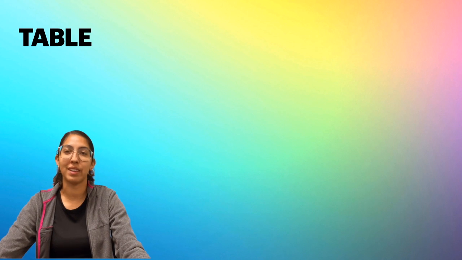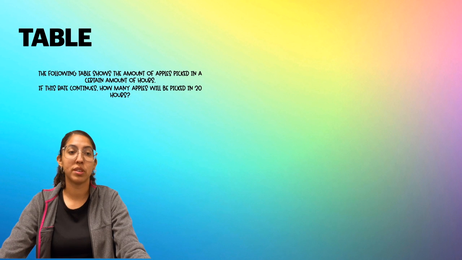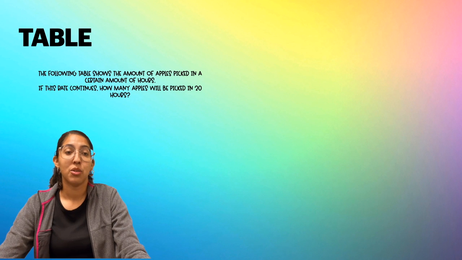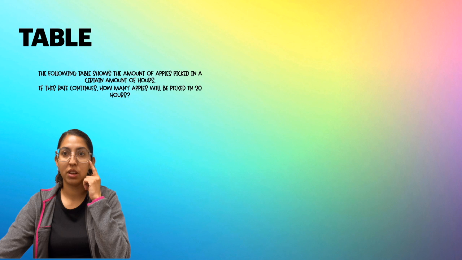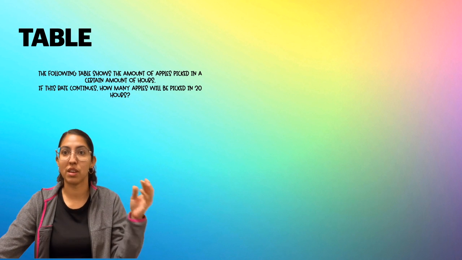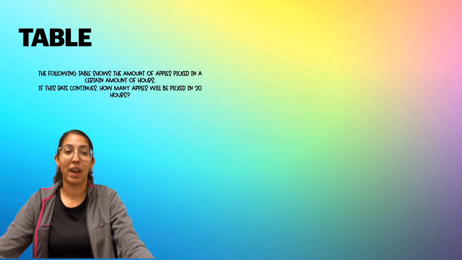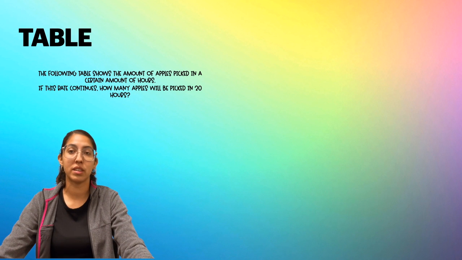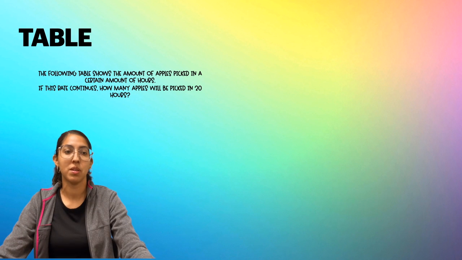Okay, so what if we have a table? So a scenario that involves a table. The following table shows the amount of apples picked in a certain amount of hours. If this rate continues, how many apples will be picked in 20 hours? So that's the wording you need to look for: if this continues, if this variation continues, if this directly varies and continues at this rate. That's the wording you're looking for to tell the difference between a direct variation table and just a slope-intercept table.